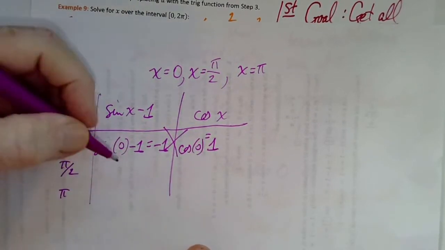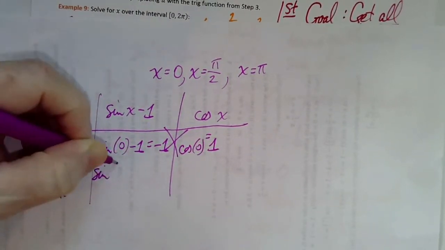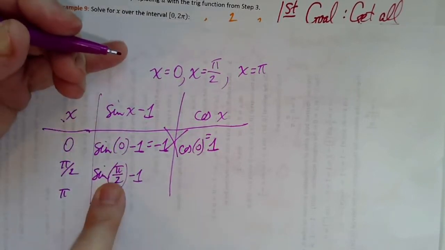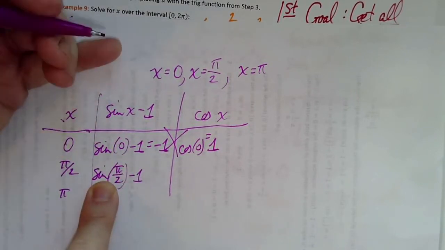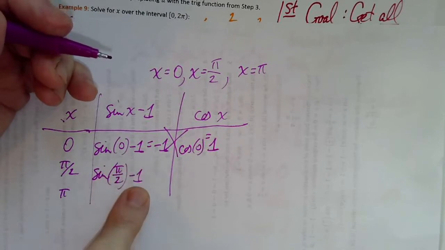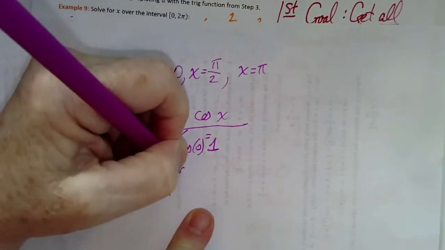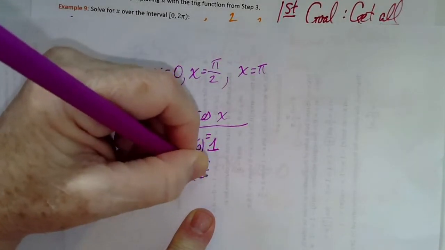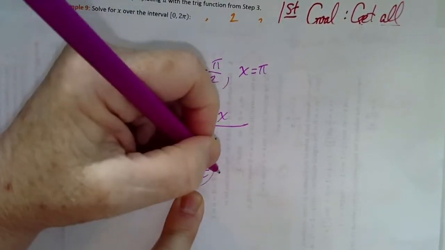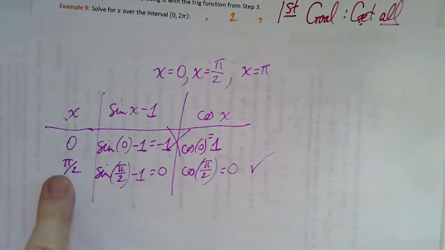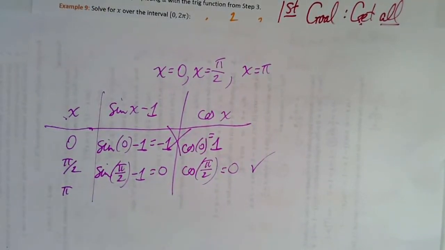Cool. Now we've got the sine of pi over 2 minus 1. And I know that the sine of pi over 2 is 1. 1 minus 1 is 0. The cosine of pi over 2, well, that's 0. Cool, so this agrees. So pi over 2 is a good solution.